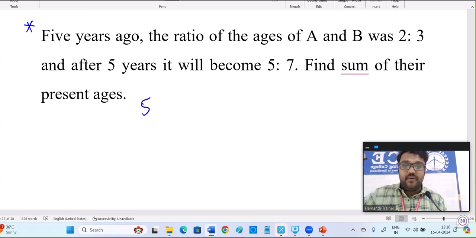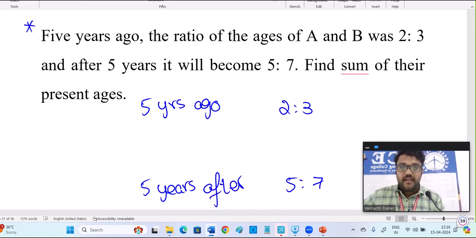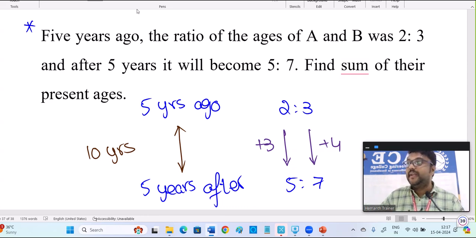See, 5 years ago, the ratio is 2 is to 3. 5 years after, 5 is to 7. Now, what is the age gap here? 5 years ago, 5 years after means the gap here is 10 years, right? But listen, this is the question where you need to think a bit, because first one increased by how much? 3, second one increased by 4. Now I cannot say 3 equal to 10, I cannot do that. First one ratio increased by 3, second one increased by 4.